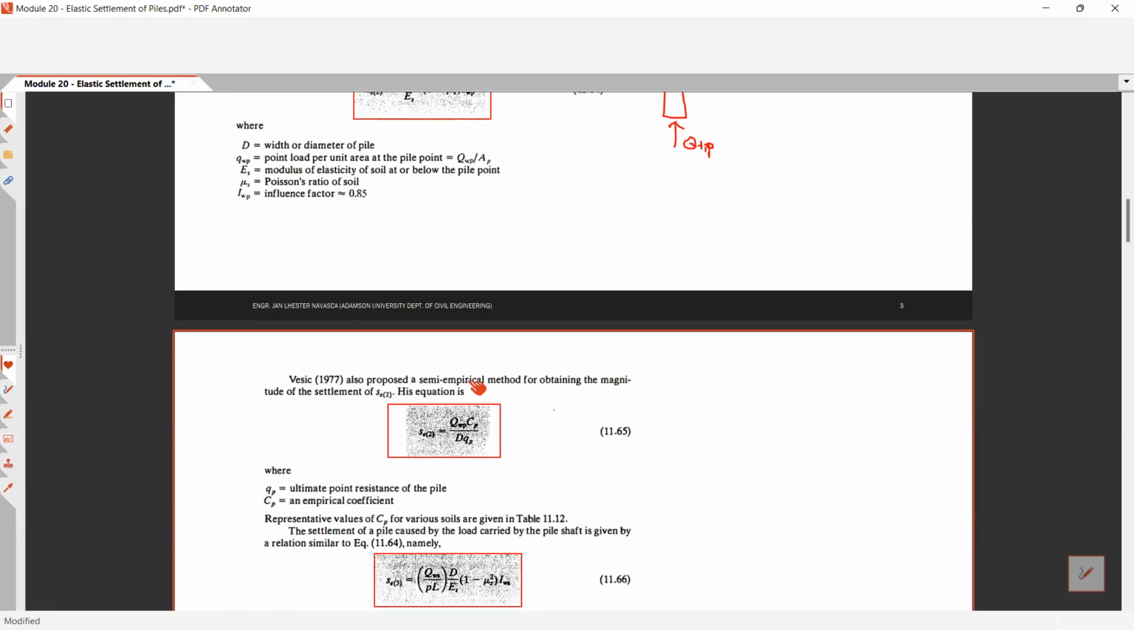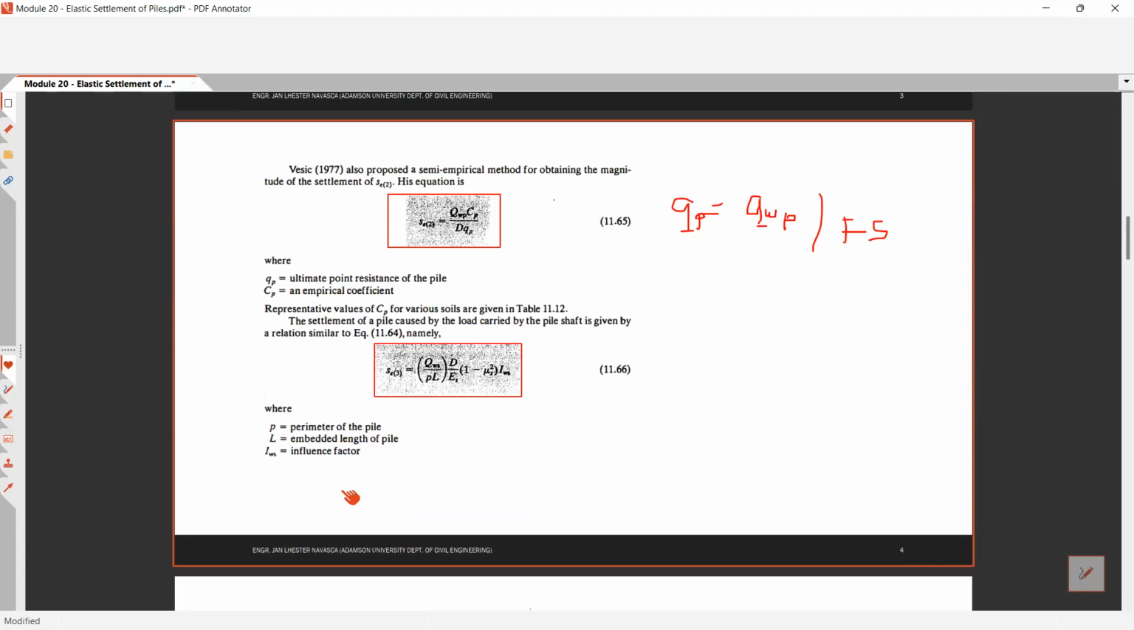Okay, sorry. Yung Q sub P pala is the ultimate point. Alam ko may W. Okay, anyway. Sorry. Yung Q sub P is the ultimate point resistance of the pile. Okay. So, yung Q sub P is basically the same lang din siya dun sa equation natin. Q sub P is equals to the Q sub WP, yung ating ultimate resistance. Okay. Q sub WP divided by a factor of safety. Yan. Yan yung ating ultimate point resistance of the pile.